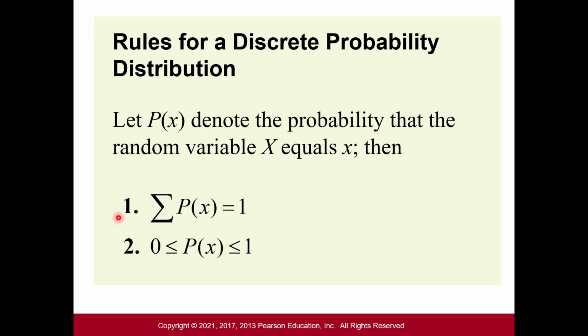And we've seen these rules before for probability. All of the probabilities, when you add them up, have to total 1 or 100%. And then probabilities can be no less than 0 or 0% and no greater than 1 or 100%.